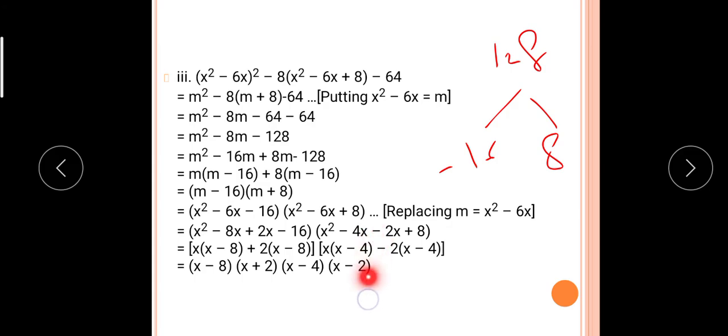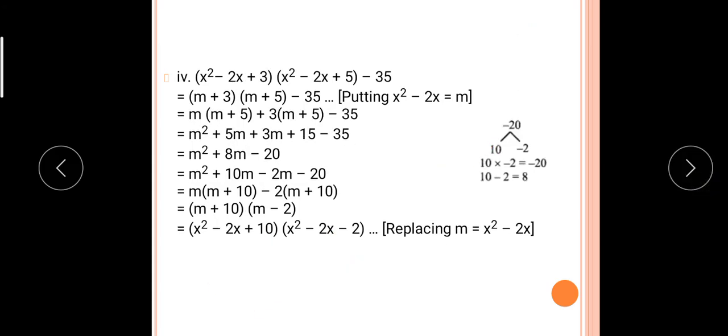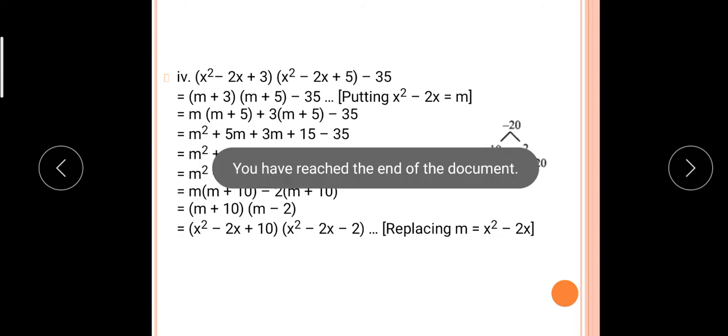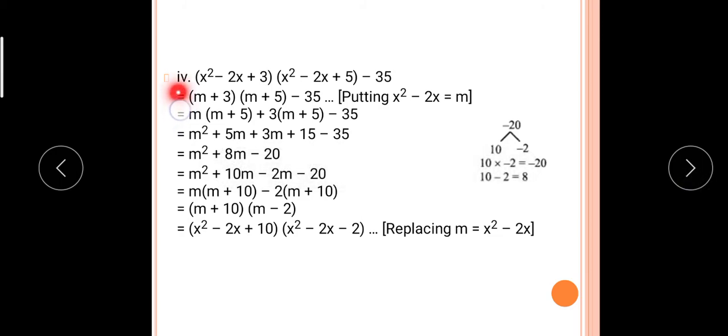Now the next step you all know very well. So in this way you have to solve. Don't be confused. Okay.